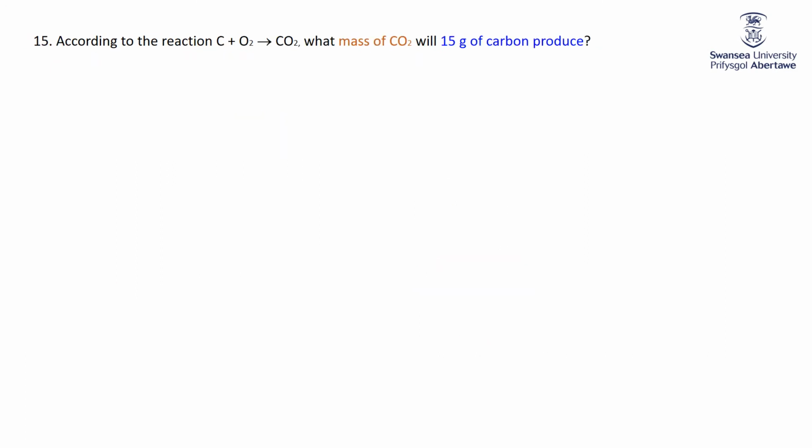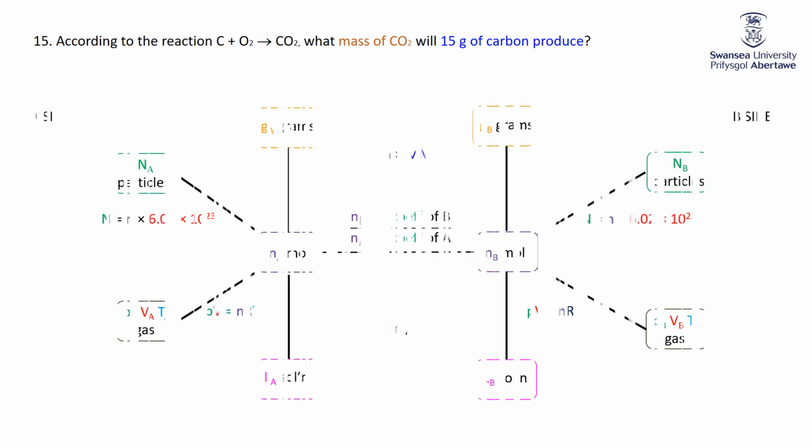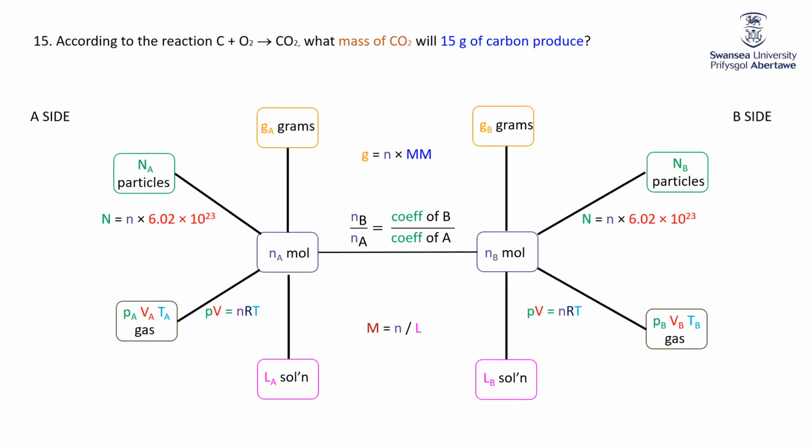So now we're going to do several examples of the classic stoichiometry question, which is a grams to grams. According to this equation here, starting off nice and simple, hard to give you an easier equation than this one. What mass of CO2 will 15 grams of carbon produce? So what do we know? Carbon, and we know the grams. What are we asked for? CO2, and we're asked for the grams.